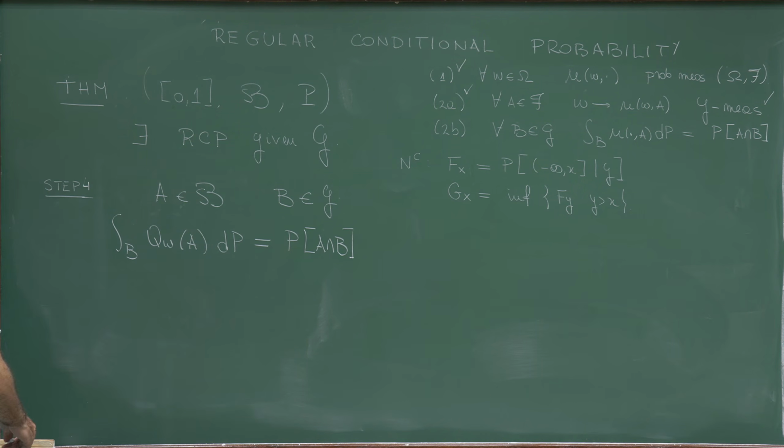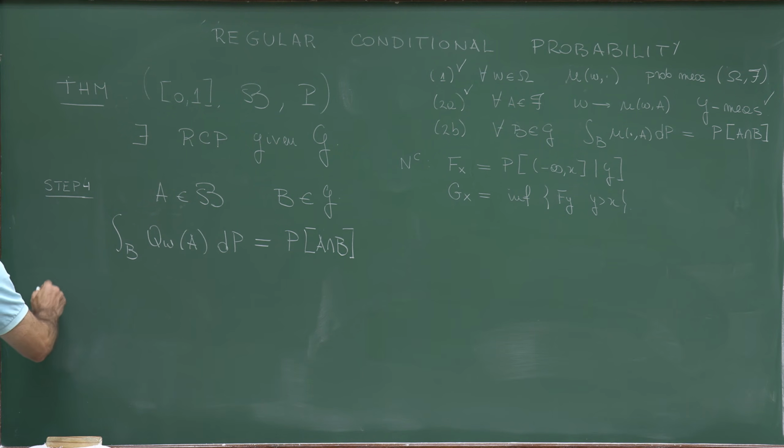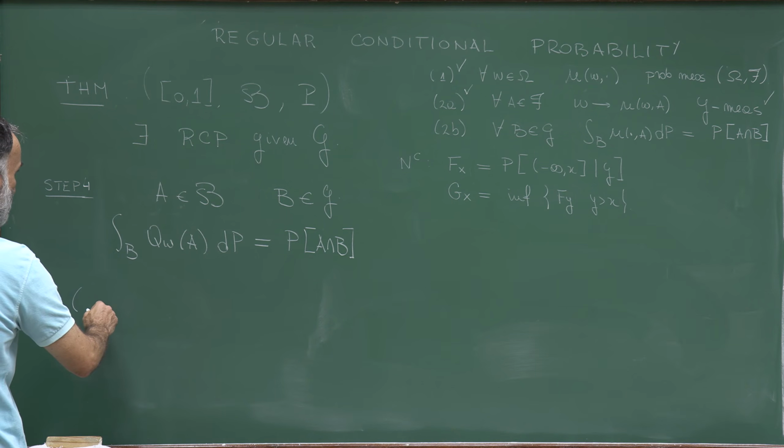So let me fix a set B. So we'll prove that step by step on A. First, I claim that this holds if I take A to be a set of the form 0x.